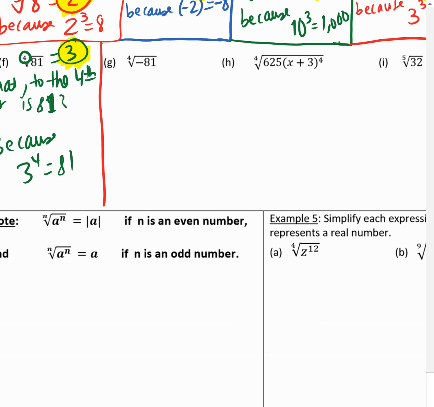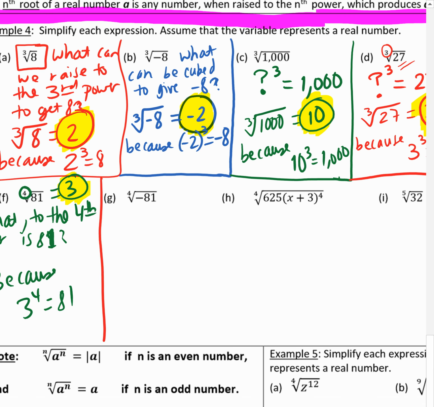Alright. How about this one? A negative inside a fourth root. So we saw, if you have a negative inside of a square root, it's bad and it's imaginary. But we saw a negative inside of a cube root above in part B, and it was fine. Well, let's see about this one.